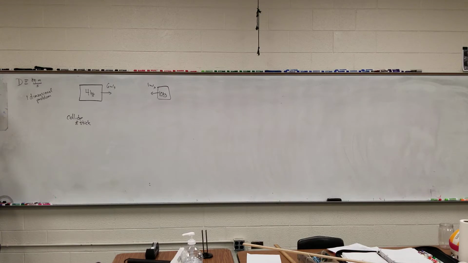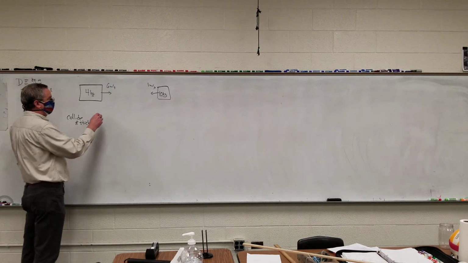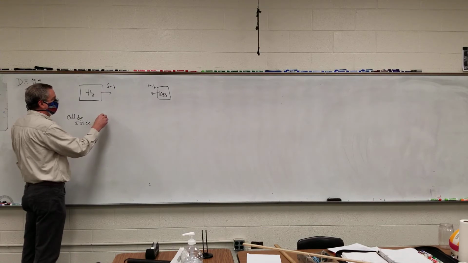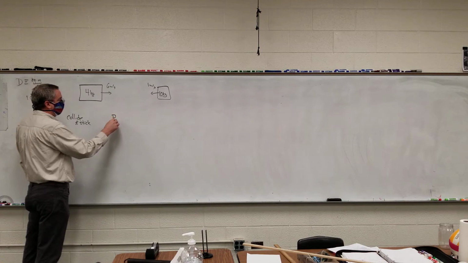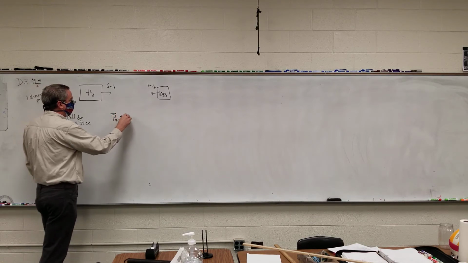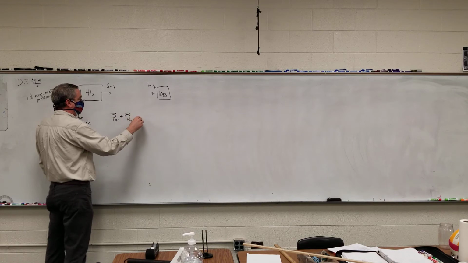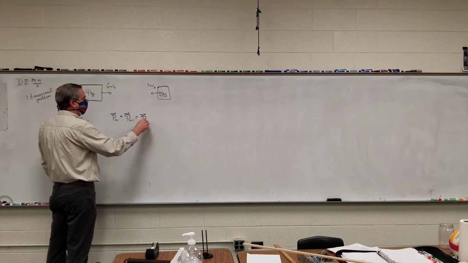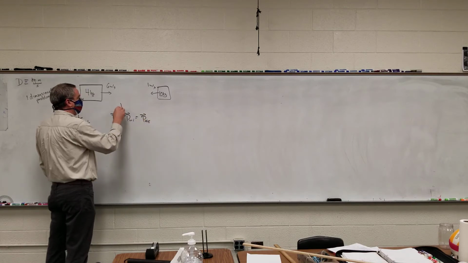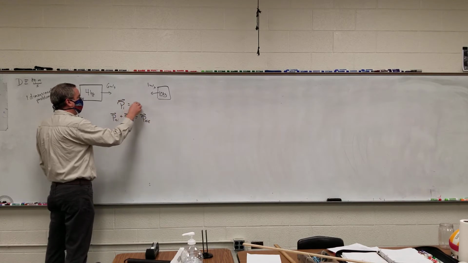We're still solving for the momentum of the two stuck objects at that point, correct? Yes. So the formula would end up being the initial momentum of the 4 kilogram block plus the initial momentum of the 10 kilogram block is equal to the momentum of the 14 kilogram combination. So P initial equals P final.